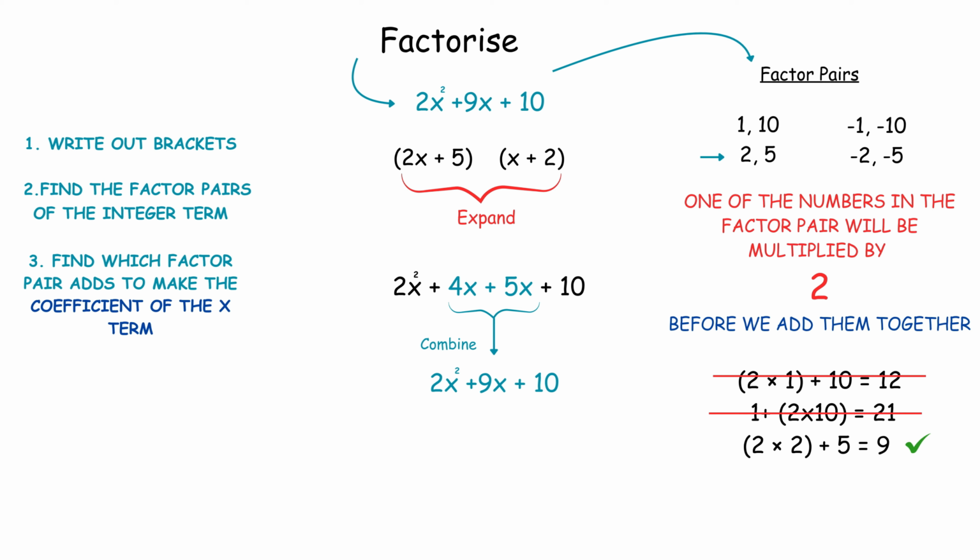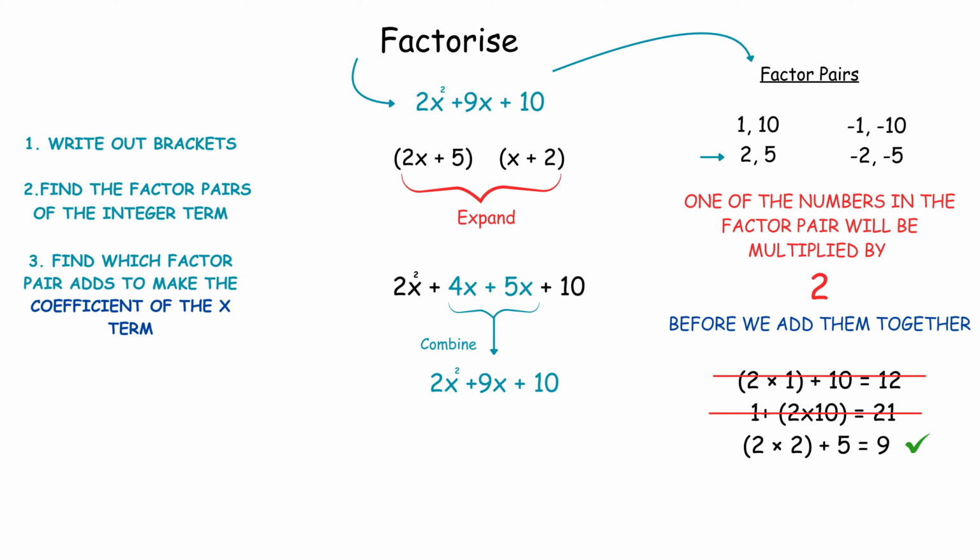However, because one of our x terms has a coefficient of 2, we must multiply one of the numbers in each factor pair by 2 before adding them together. For example, testing the pair 1 and 10, we could do 2 times 1 plus 10, which equals 12, or 1 plus 2 times 10, which equals 22, and neither is the 9 we want.